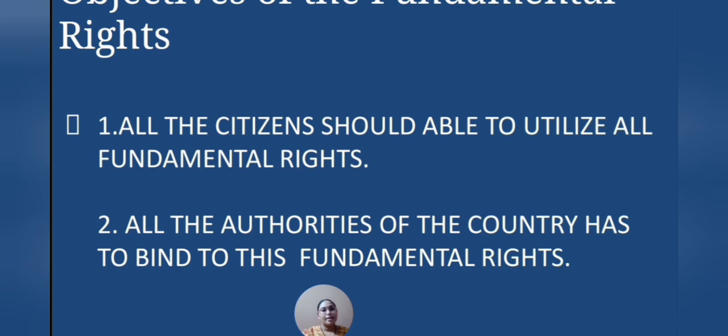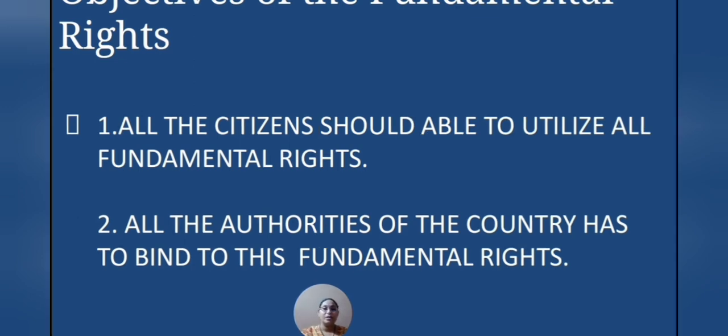There are two objectives for our fundamental rights. These were told by Dr. B.R. Ambedkar, who is the chairman of our Constituent Assembly. The first one is that all the citizens should be able to utilize the fundamental rights. Means every citizen should be in a position to grab the fundamental rights. His hope is every citizen should be aware of the fundamental rights and should have knowledge about the constitution. With the help of the constitution they have to protect themselves. No need to ask anybody's help. It is the constitution which safeguards the people in India.